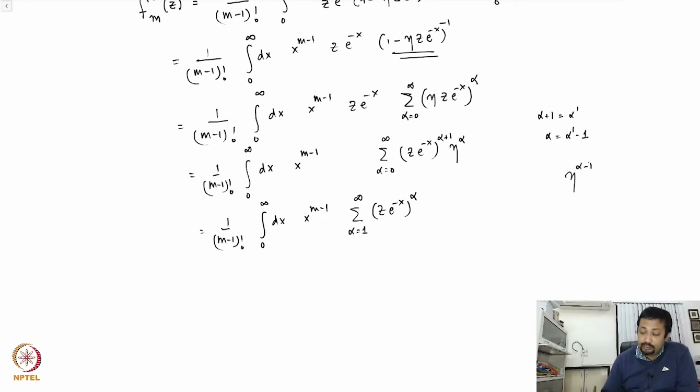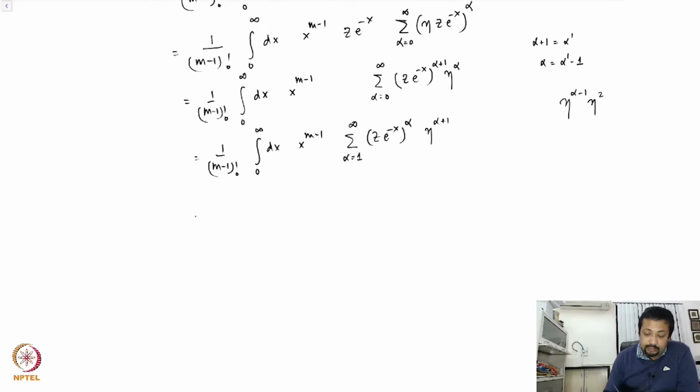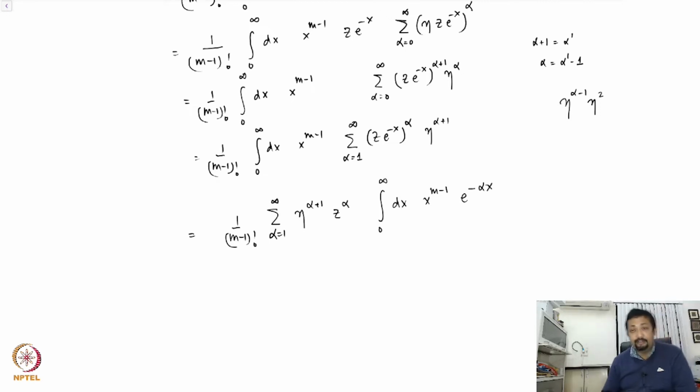But I also note that eta square is plus 1. So I'm just going to multiply eta to the power alpha minus 1 with eta square, because eta square is 1, so it doesn't matter to me, and that gets me eta to the power alpha plus 1. There is a sum over alpha. So then I have 1 over (m minus 1) factorial, sum over alpha equal to 1 to infinity, eta to the power alpha plus 1, z to the power alpha, and then integral from 0 to infinity dx x to the power m minus 1 e to the power minus alpha x.